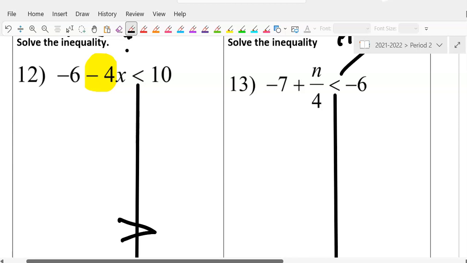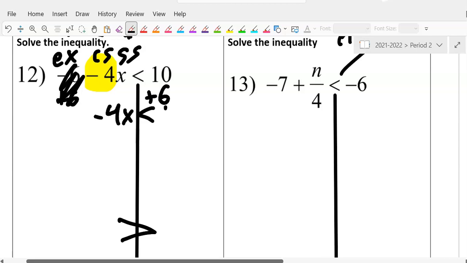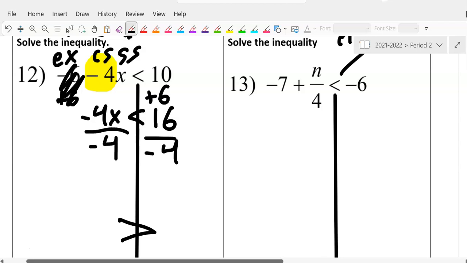All right. Now, we already know that that's the co-star. Who's the extra? -6. Okay, good. And how do we get rid of it? +6. That's exactly right. Okay, so that the -6 is gone. It's less than 16. Okay, now what? You divide. Divide by? -4. Divide by -4, are you sure? Yeah, you're right. I'm just trying to make sure you're confident. Very good. We're going to divide by -4. And when you divide by a negative, it changes the inequality sign. All right, so 16 divided by -4? Is -4.